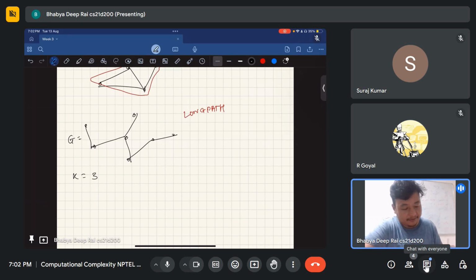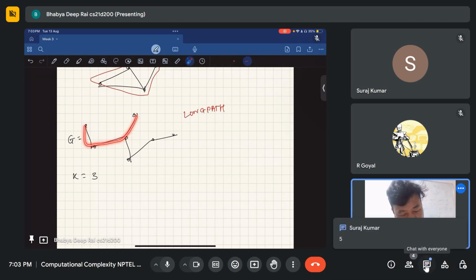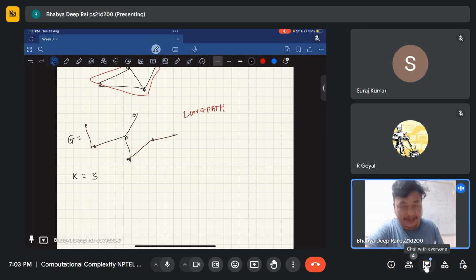If k equals 3, I'm asking you what is the longest path in this graph. What is the longest path between any two vertices? Well, this is of length 3, this is of length 3, and this one, of length 5, is the longest path. So G, 3 is not good because the longest path is greater than 3. So G comma 3, if G is this particular graph, does not belong to long path.